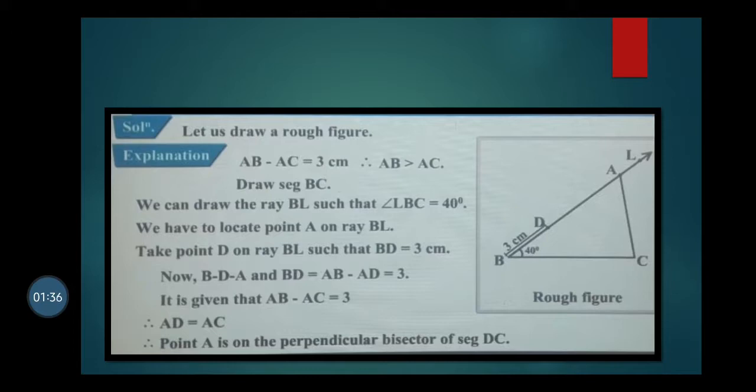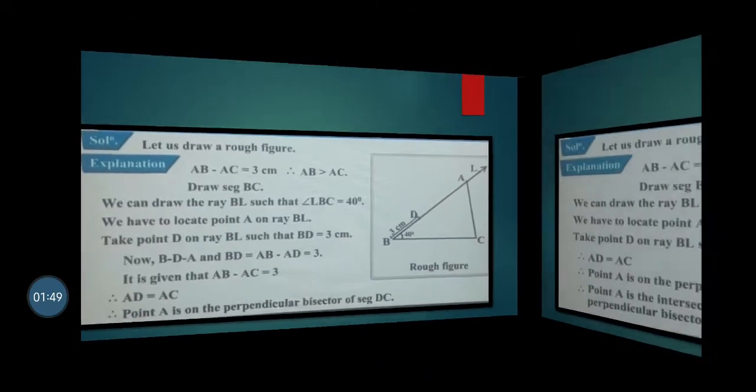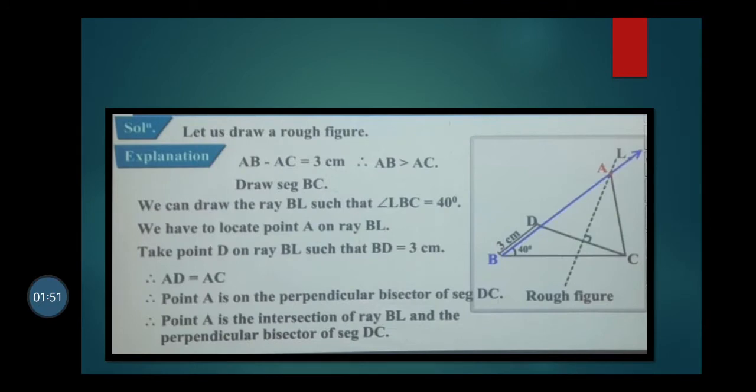It is given that AB minus AC is equal to 3. Therefore, AD is equal to AC. Therefore, point A is on the perpendicular bisector of seg DC. Therefore, point A is the intersection of ray BL and perpendicular bisector of seg DC.